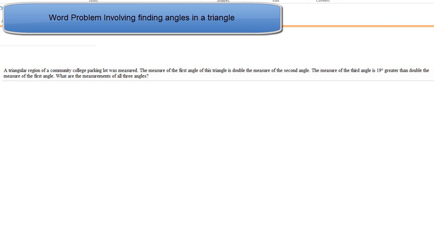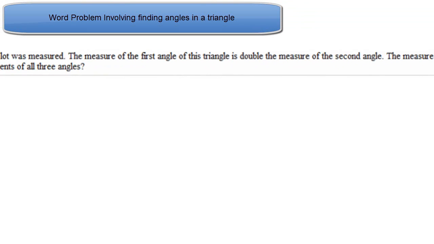Okay, in order to do this problem, first you want to decide what you're going to let x, your variable, represent. And notice that in this particular problem, you don't know three angles. You're trying to find the measurements of three angles in a triangle, and you don't know any of the angles. But you do know some relationships amongst the angles.